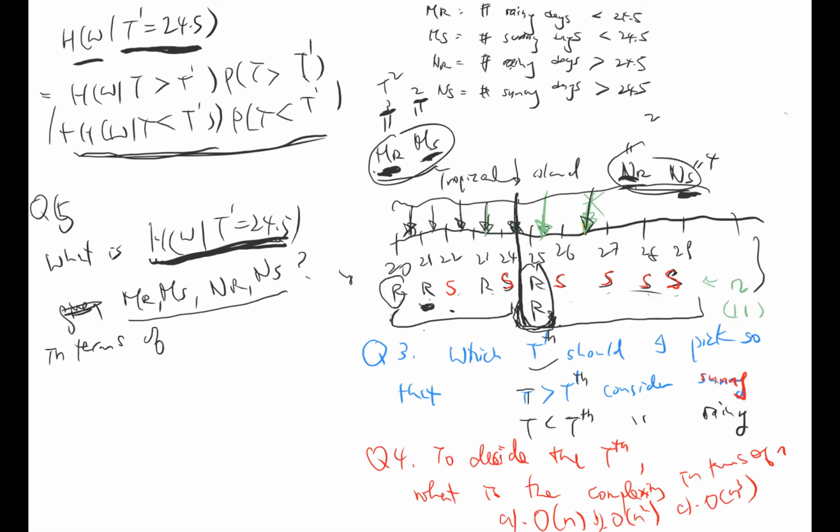So for this one, what is that? This is just bigger than t, right? Bigger than t would be NR, NS. So that one is actually quite simple. For this term, let me write it: equal to H, given t bigger than t pi, is just H of NR over NR plus NS, NS over NR plus NS here.